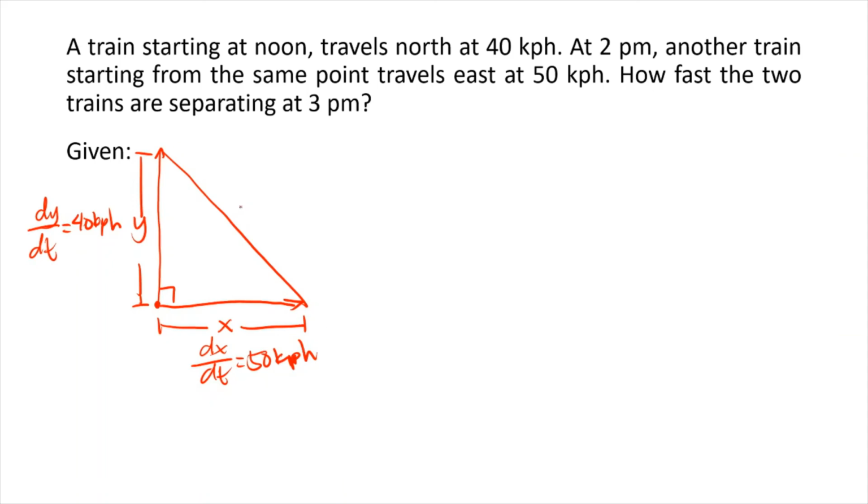Let's call this distance s. And then we are asked to find how fast the two trains are separating. That means we are asked to find ds/dt at 3 p.m. Now, it's important to note that the first train had a head start of 2 hours because the second train did not start traveling until 2 p.m., right?